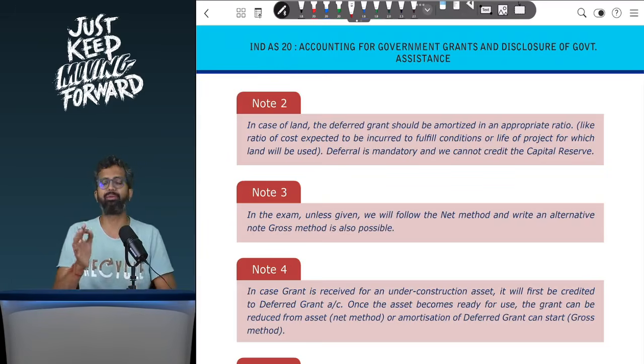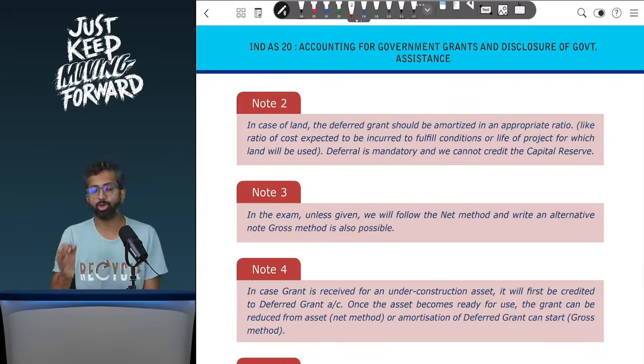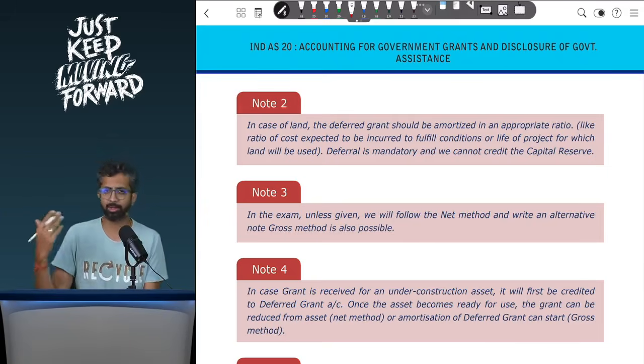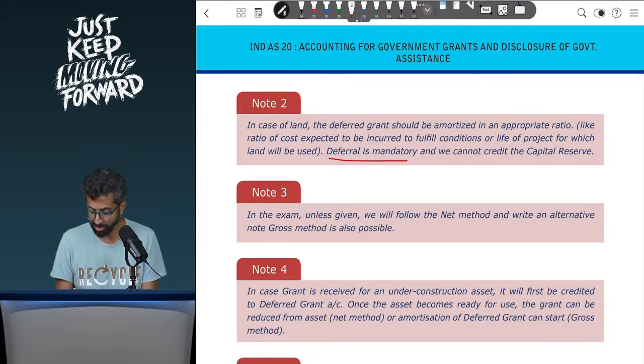Basically, you will have to find another appropriate ratio to defer the grant, and you cannot just say that, well, land does not depreciate and hence we will keep it in deferred grant or capital reserve in perpetuity. That does not work. You will have to find an appropriate ratio and defer the grant in that appropriate ratio. Deferral is mandatory and we cannot credit the capital reserve in this case.